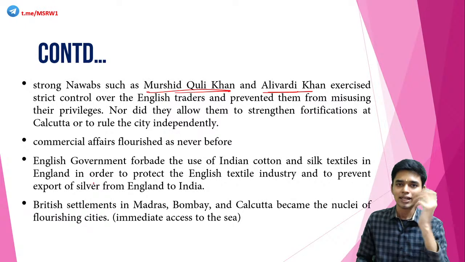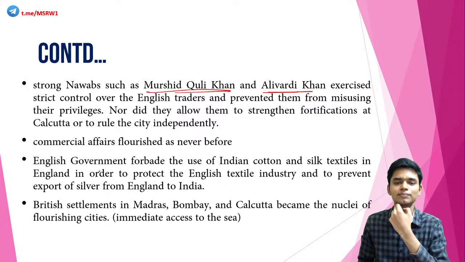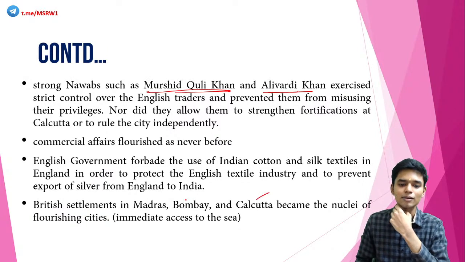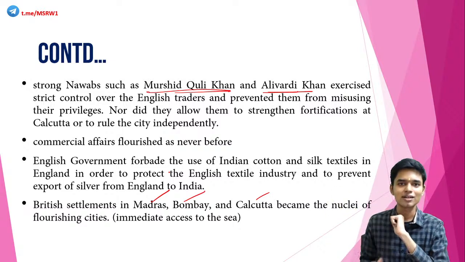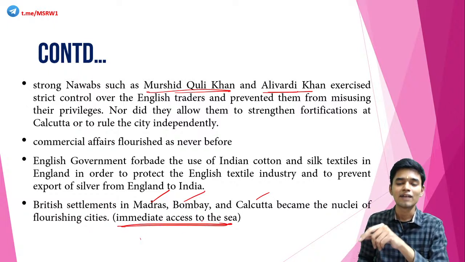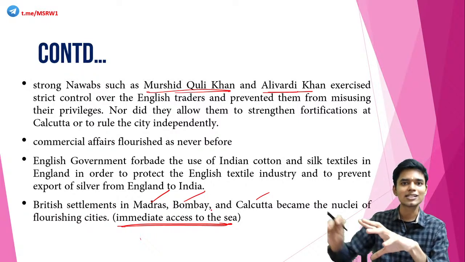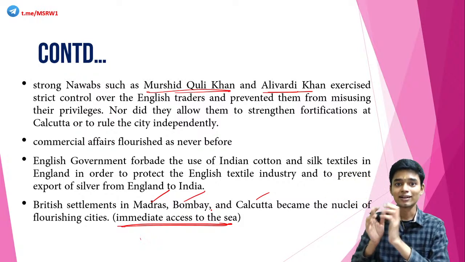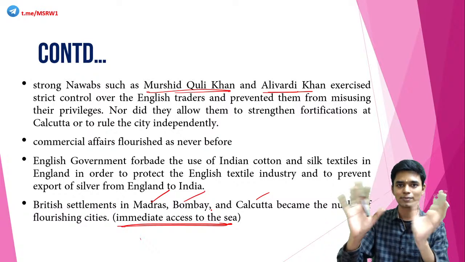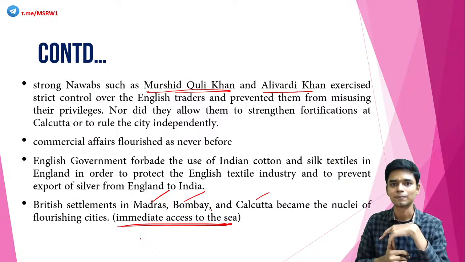So in India, due to these flourishing trade activities, the chief towns of trade, that is Calcutta, Bombay and Madras, all these cities started flourishing. Again, as I have mentioned earlier, these cities were very important in the sense that they had immediate access to the sea. That was very important. Immediate access to the sea means the English are protected by their navy. Nobody can mess with them in the waters. That is the reason why these three were chosen as the presidencies, and these three cities flourished a lot due to the intercontinental trade.